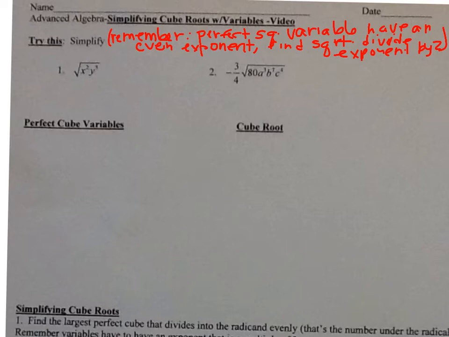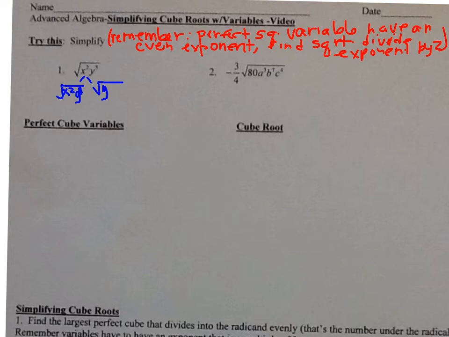Okay, so let's take a look at number 1. We have the square root of x to the second, y to the fifth. So I noticed right away, since it is a square root, I see x squared. So x is actually a perfect square because the exponent is even. It's divisible by 2. So I'm just going to put that on the left side, x squared. And I have a y to the fifth. So the perfect square that goes into y to the fifth, remember, start working backwards from 5. So you go down 1, y to the fourth. That's an even exponent. So it's going to be y to the fourth times y. That gives me y to the fifth.